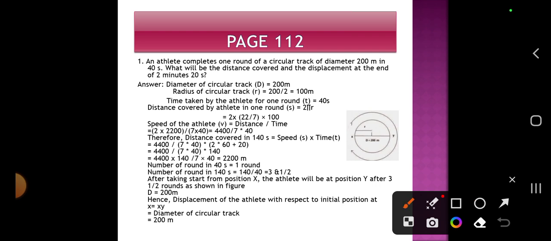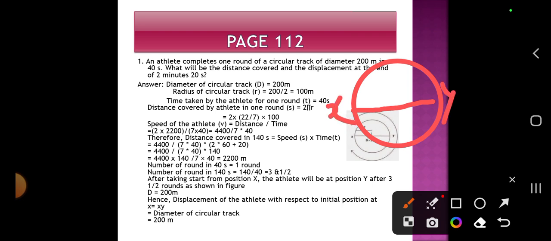Here, the diameter of a circular track, 200 meter, is given. So suppose we have this circle. Now the diameter, we know that from this point to this point, suppose we give it X and this point we give it Y. So the diameter is 200 meter and the radius will be 100 meter, that is half of that. So we know the radius now.